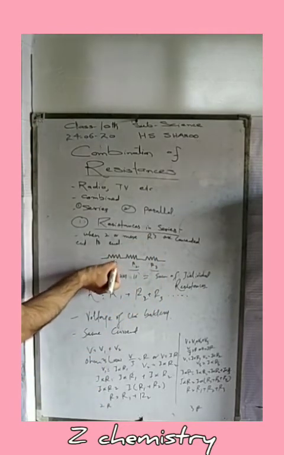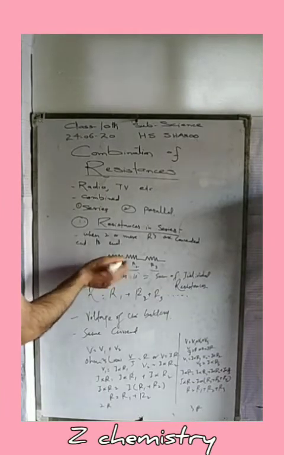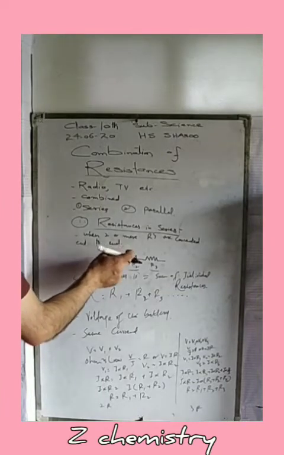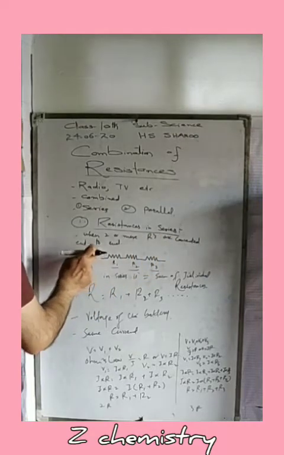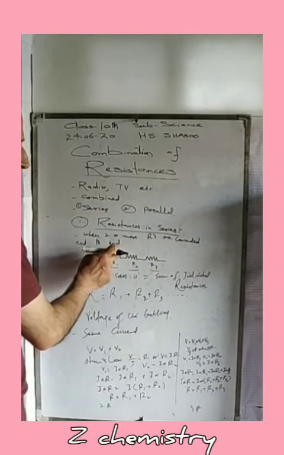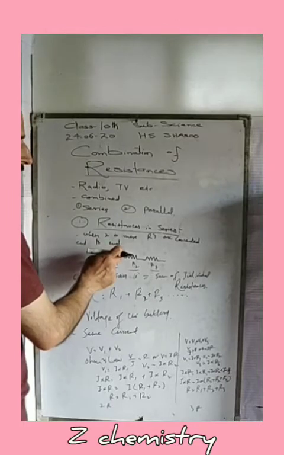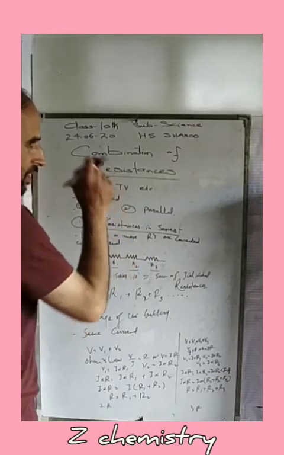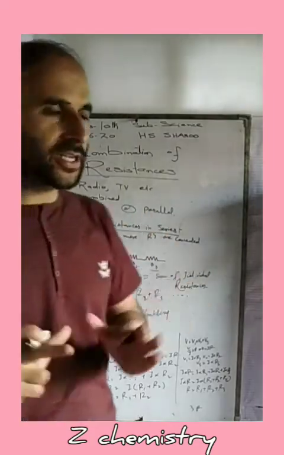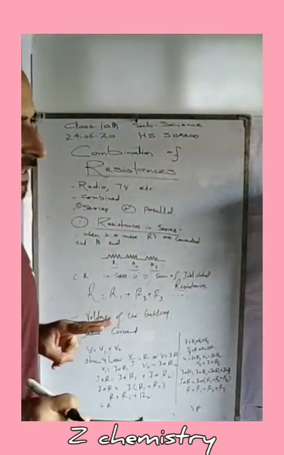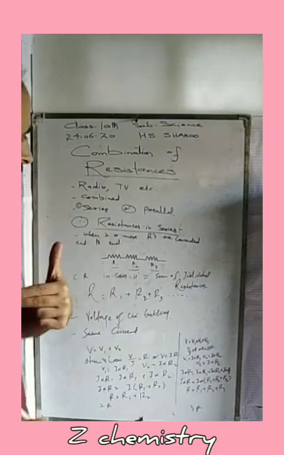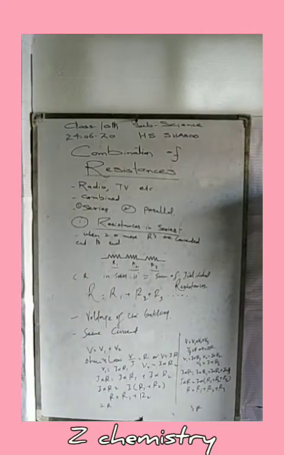For example, this is the first resistance. It has a front portion and a back portion. Front to back, front to back. This end part is connected with the front part of another. The end part of the second is connected with the front part of the third. In this way, these resistances are connected in a linear way, end to end. Such a combination is called resistances in series.